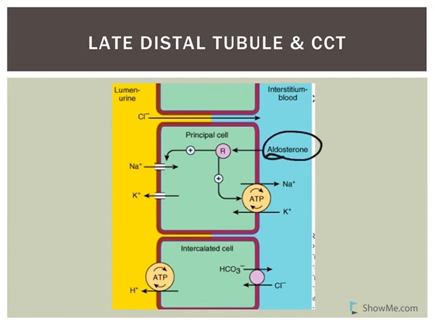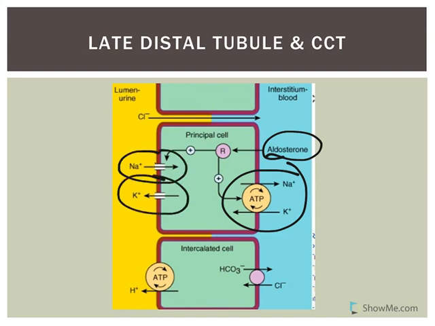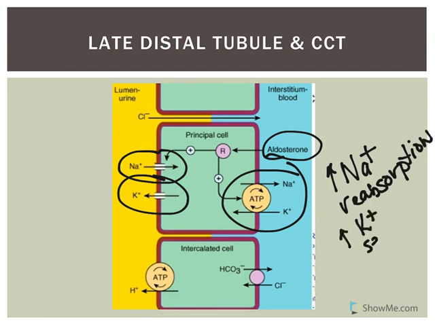And so aldosterone, being a steroid hormone, increases the amount of the sodium-potassium pump that we have in the basolateral membrane, and then it increases the insertion of sodium channels and potassium channels in the luminal surface. As an end result of aldosterone, you'll have an increase in sodium reabsorption and an increase in potassium secretion.